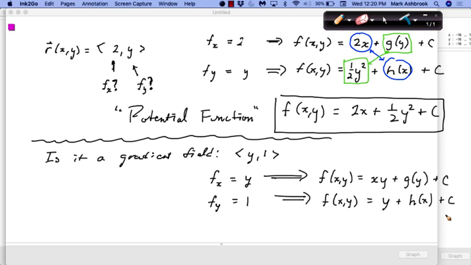So this is all you know about the function. This is how you could write the function knowing only that the partial with respect to x is y. And this is how you would write it, knowing only that the partial with respect to y is 1. So if this is a gradient field, then these two need to be the same function, right? Then these are the same function. You can resolve this as one function. Can you do it?